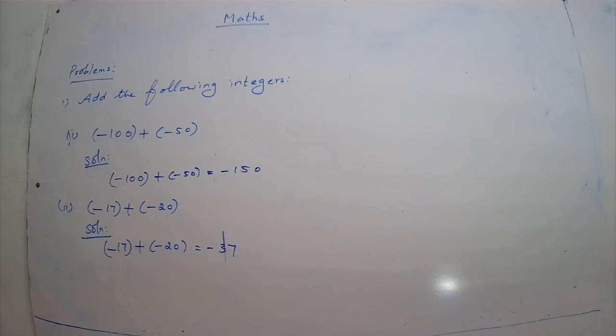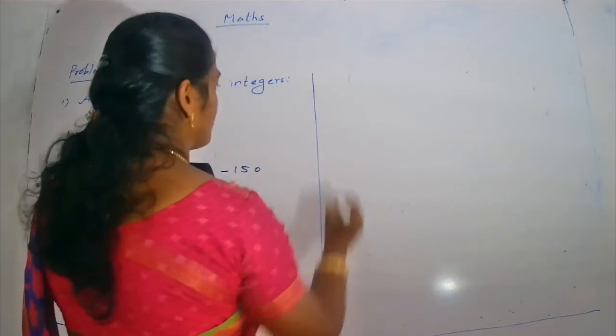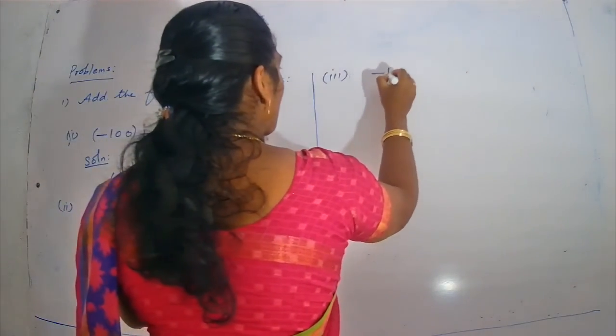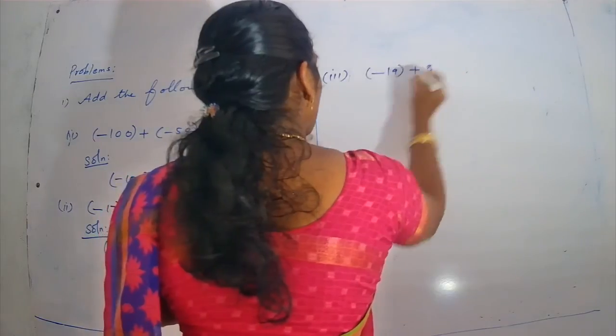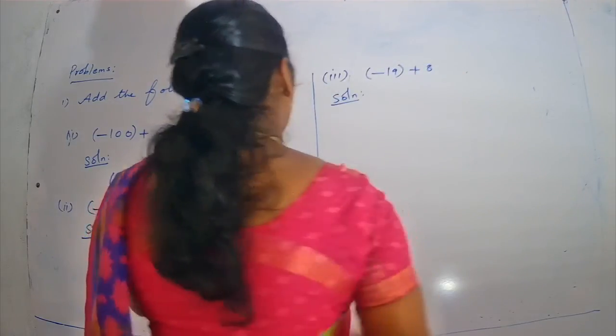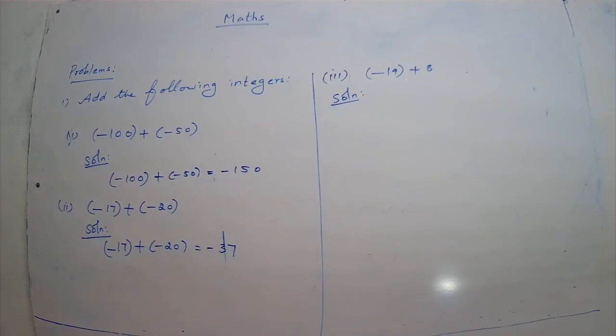Okay. Now third question. Say minus 19 plus 8. Listen children, these integers have the opposite sign. Yes or no? One is positive and another one is negative. So the second rule: if the integers have the opposite sign, that is one is positive and the other is negative, we find the difference and assign the sign of the greater number.